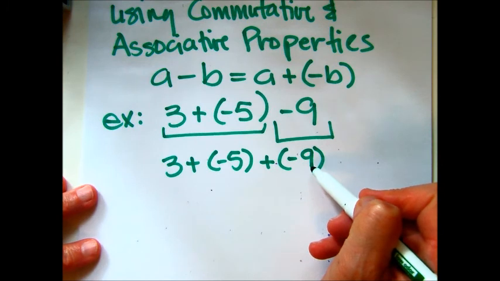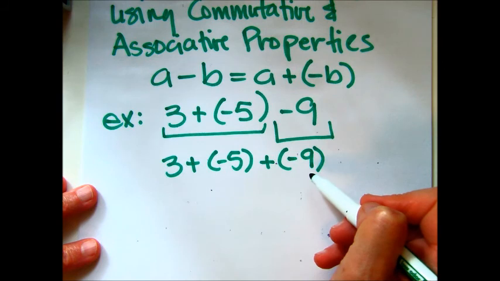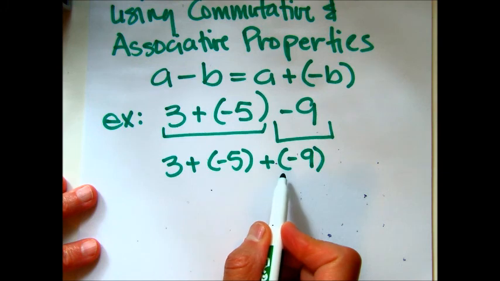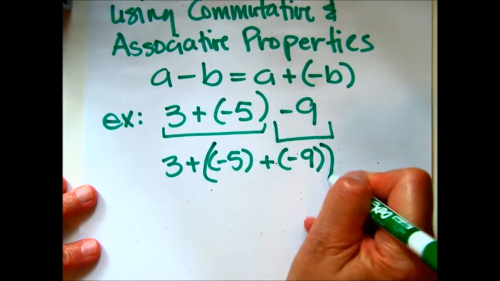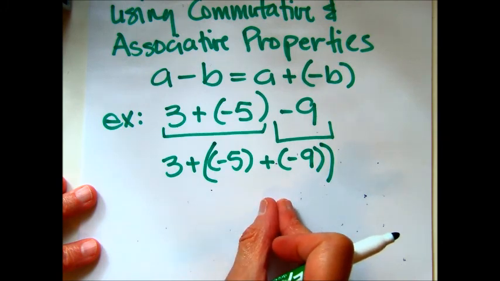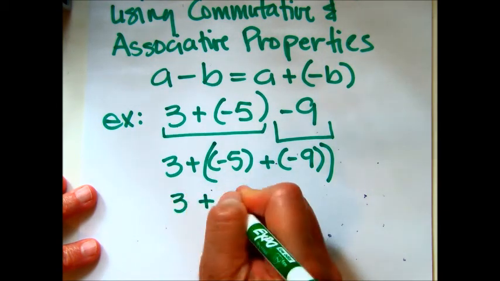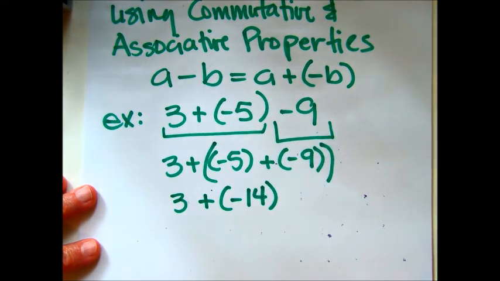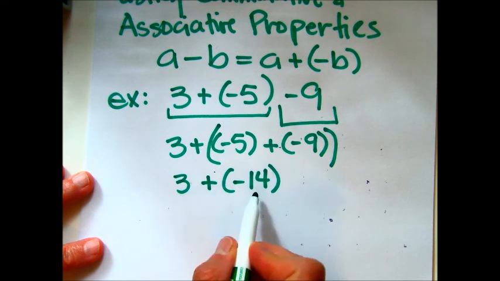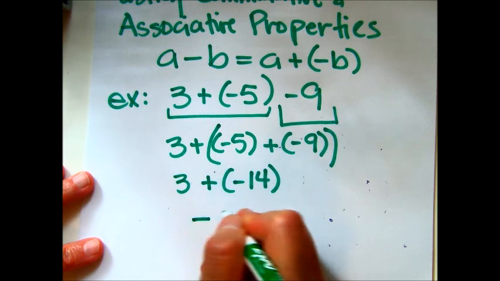Now, I would use commutative property, but I don't really need to move anything around because I only have one positive number and I have two negative numbers. So I'm going to use associative property to group these. Because remember, when you've got two negatives, you're just going to add them up. So we've got 3 plus negative 14. And hopefully you remember that a positive plus a negative, you're really subtracting. And the answer in this case is going to be a negative 11.